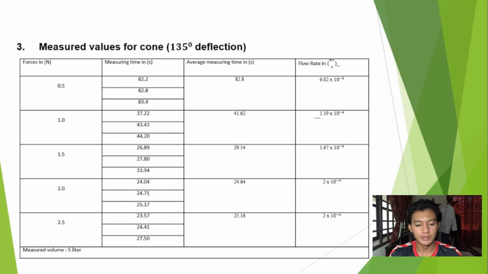Okay, the third one is the measured value for the cone, 135 degree deflection. Firstly, to get the average measuring time, we add the 3 times and divide by 3 to get the average, which is 82.8. Next, to get the flow rate, we divide the volume by time. The volume is 5 liters, and we convert to cubic meters, and we get 0.005, divided by the time 82.8, and then we get the flow rate 6.02 × 10^-5.